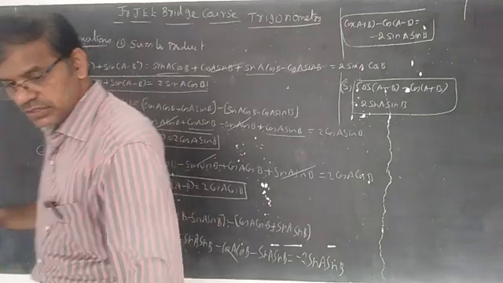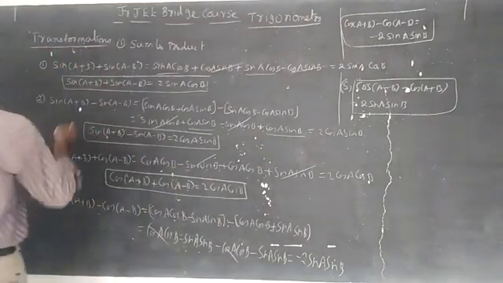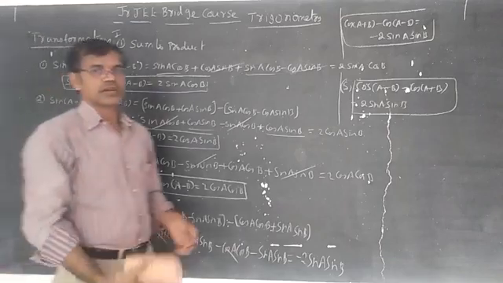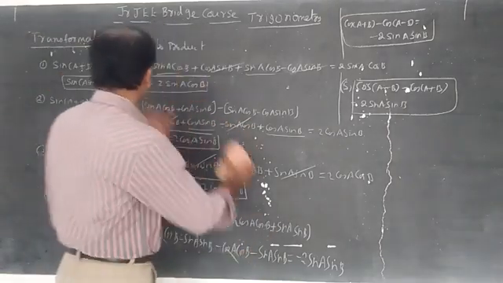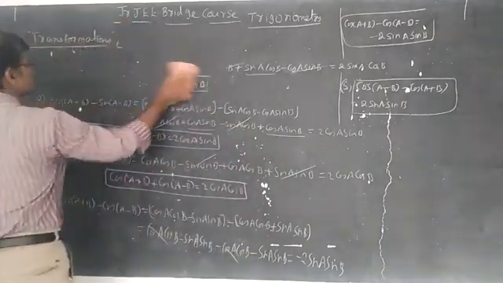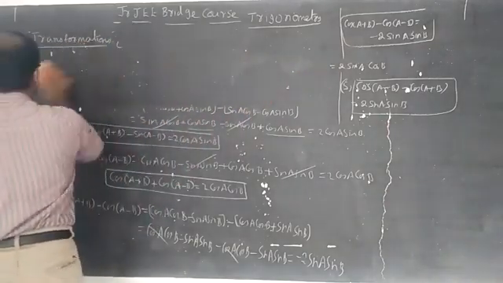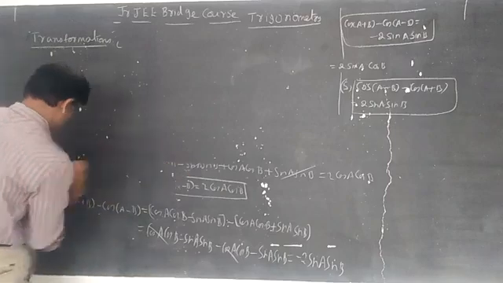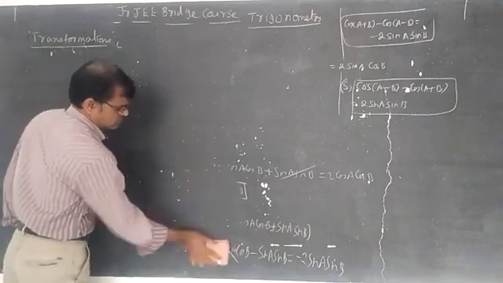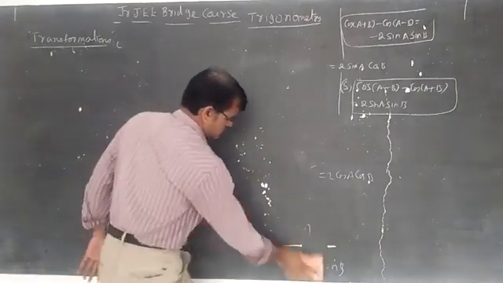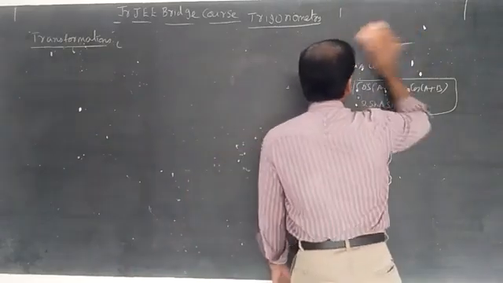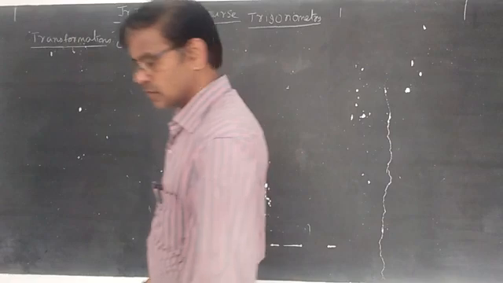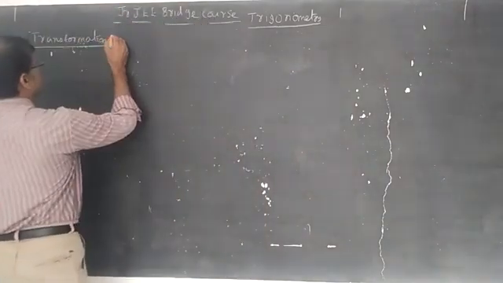Depending upon these transformations, the sin of A plus B formula, Roman number 1, we have completed. Let us discuss Roman number 2.